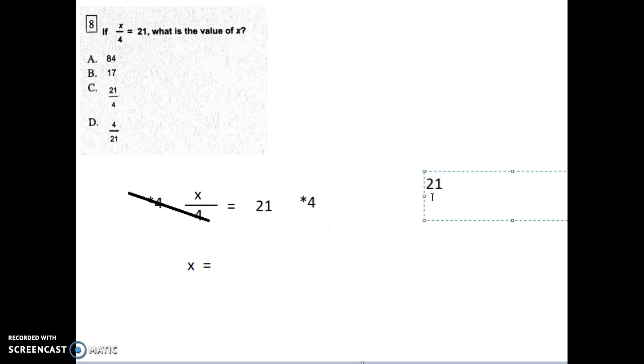Well, let's work that out inside. So 4 times 1 is 4. 4 times 2 is 8. And look at that. That's our answer. 84, which is our first option here.